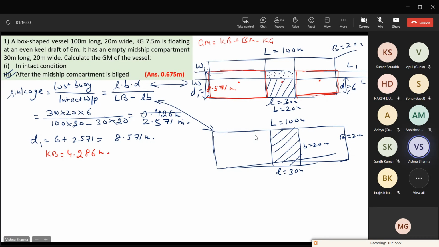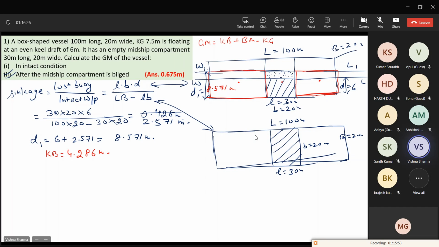4.286 meters, that is KB. But we also should know how to calculate KB by moments. How to calculate KB by moments. Now pay attention, this is the most important step of this particular topic. If you understand that, then half the job will be done.